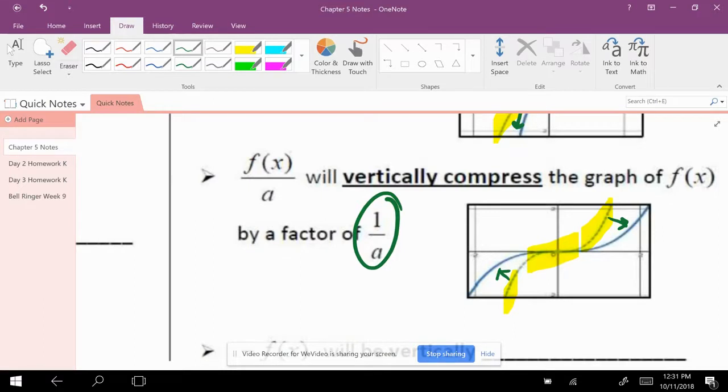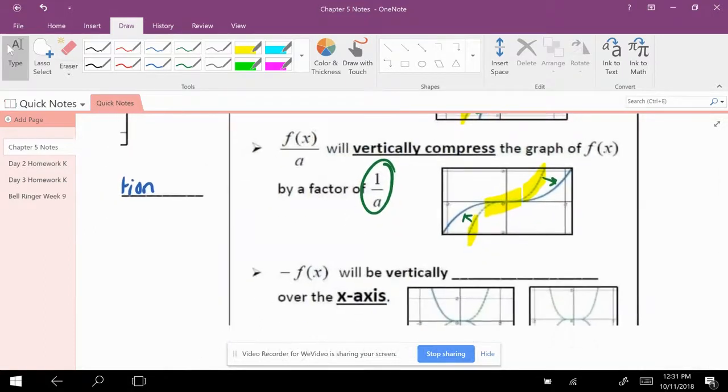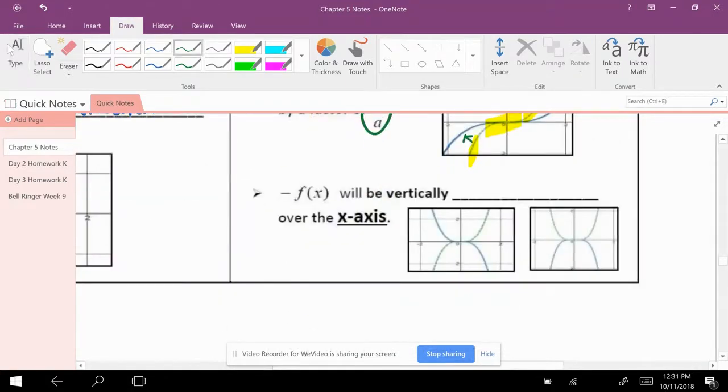I know this might not be the funnest thing in the world, but I'm trying to get your brain to understand what you're doing, and not just saying, hey, it compresses by 1/3. Do you know what that means? Hopefully you do now. You know that 1/3 means that your graph is getting wider. Okay, now this is the other one. This is still reflection.